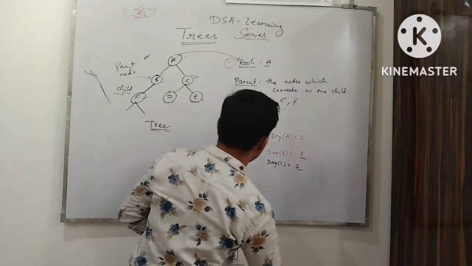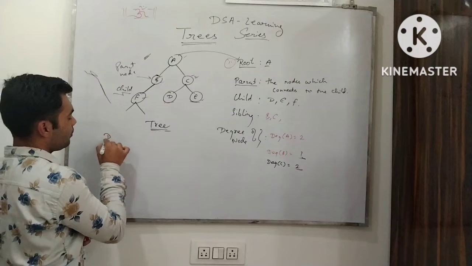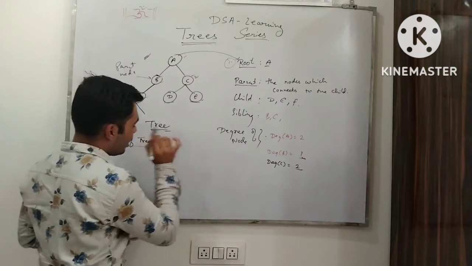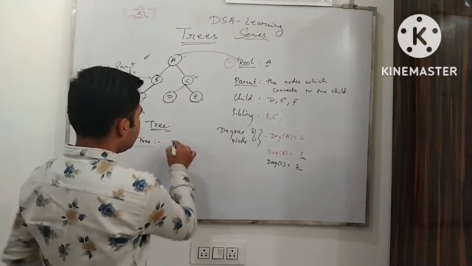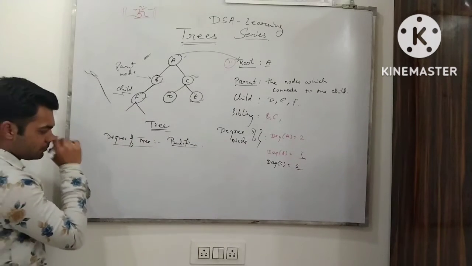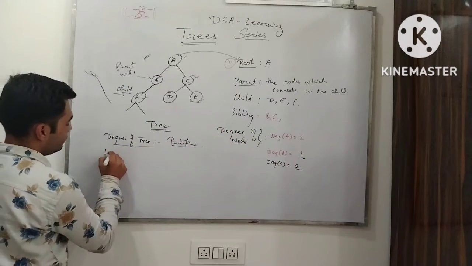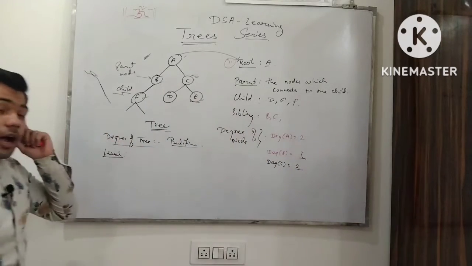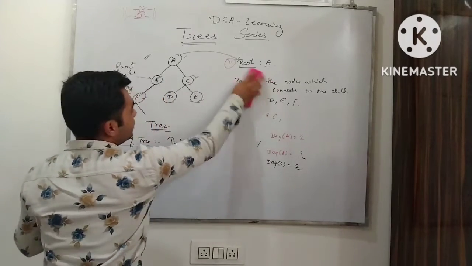Now further, the degree of the tree. I would like to tell you that the degree of a tree is predefined. Okay, it is predefined. And next, the level. I hope you understand till here. Now I have to rub this.